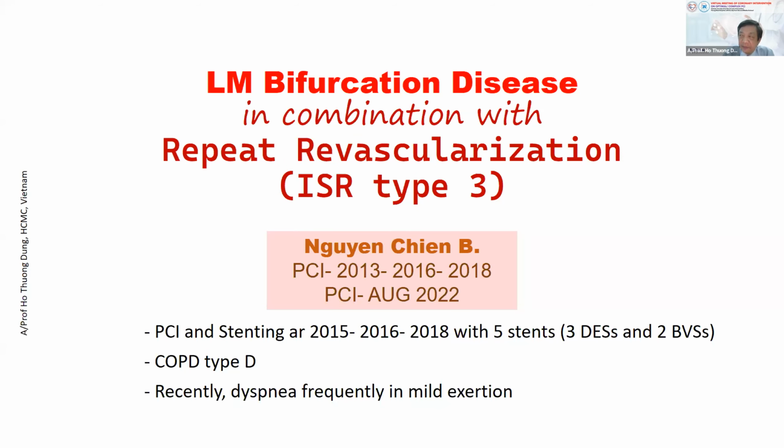And I have some cases for demonstration, for us to discuss and to receive some advice from the experts. The first case is left main bifurcation disease in combination with repeat revascularization. In this case, in-stent restenosis type 3. The patient had PCI stenting three times, in 2015, 2016, and 2018, with 5 stents, 3 DES and 2 BVS. And the patient has very severe COPD type D. Recently they developed frequent dyspnea.